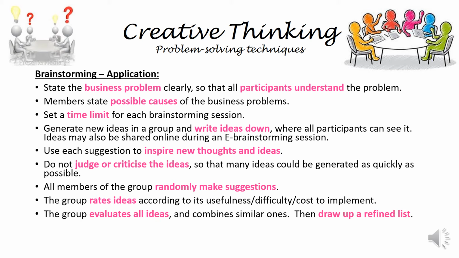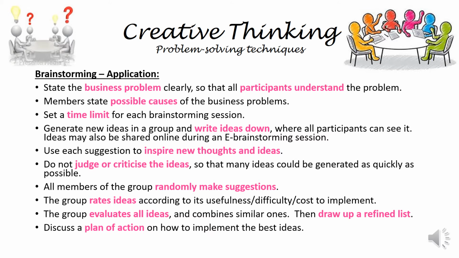Right, once we have done that, obviously we're going to evaluate all ideas, and then we might have more than one idea on our board that basically boils down to the same thing. It's different versions of the same idea. So what we then need to do is combine similar ones and then refine our list. Now we're basically making a short list of our list.